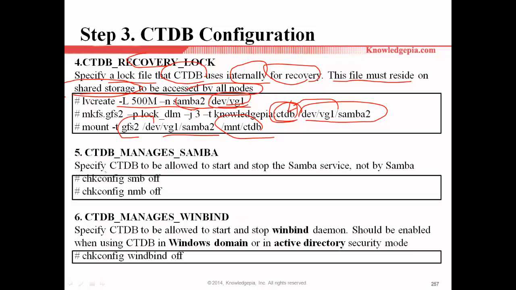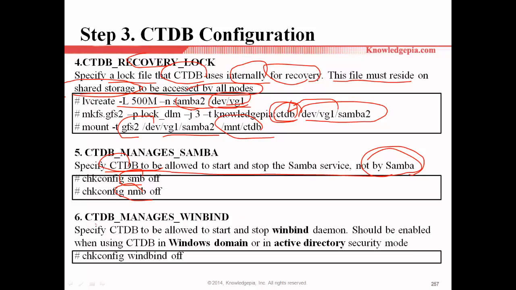Number 5, CTDB manages Samba. It means we specify CTDB to be allowed to start and stop the Samba service, not Samba itself. I already explained about this one. So we need to turn off SMB and NMB, because I already told you, these services will be started by CTDB, not the Samba service.